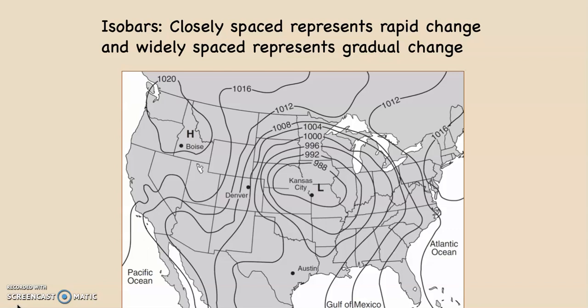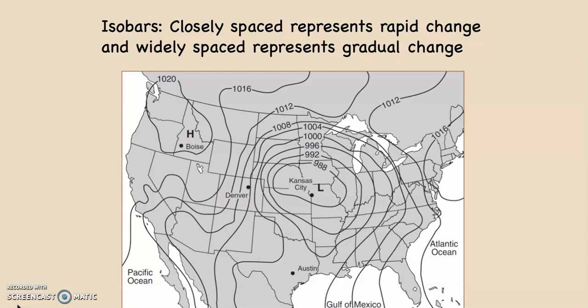If you take a look at where Kansas City's at, and then you start to head north of Kansas City into Iowa and Minnesota and South Dakota and North Dakota, you can see that the isobars are all spaced very closely together. That indicates rapid change. Technically, we would call this a steep or a strong pressure gradient, which indicates rapid change in pressure over distance.